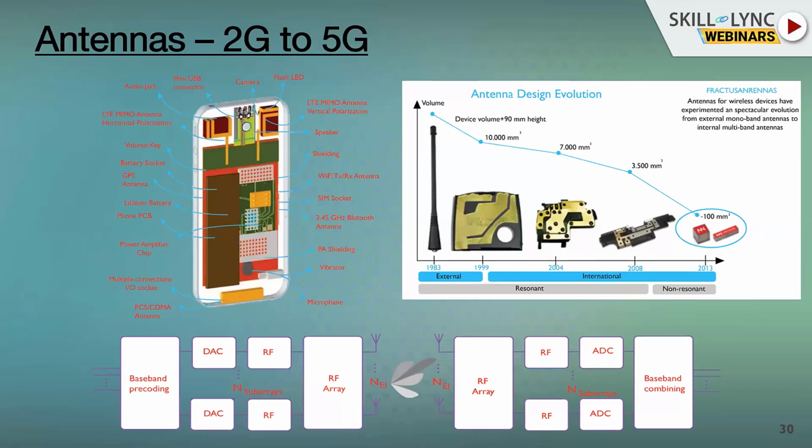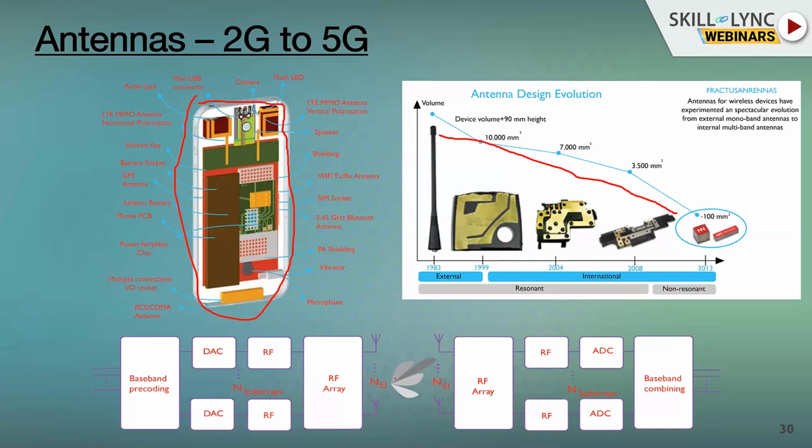From this graph, you can see the size is reduced exponentially. And here you can see how complex the mobile device is getting. Earlier we had a compact, very small phone. Now we have a big smartphone, which has highly integrated antennas and many more components. Billions of components are being mounted at the system level.